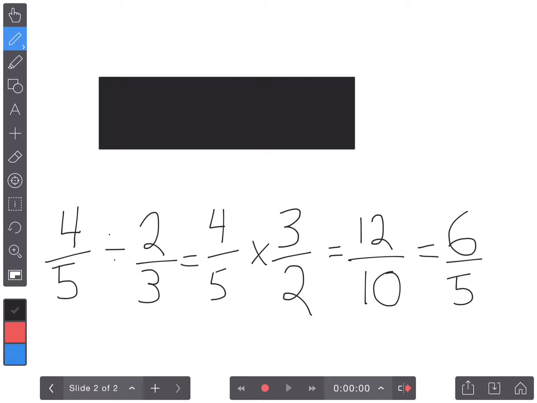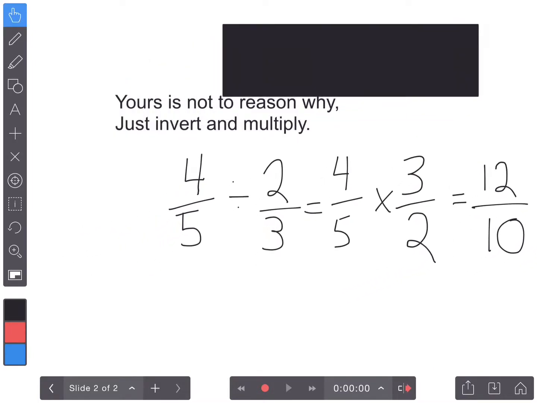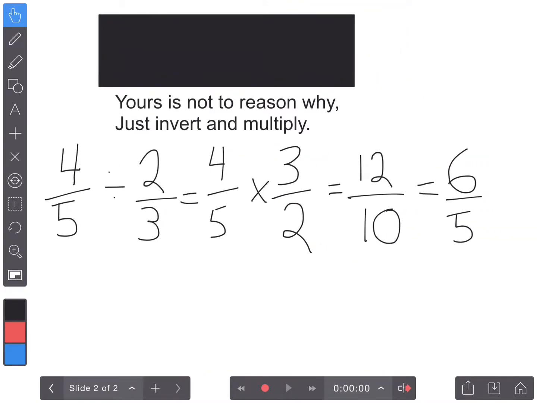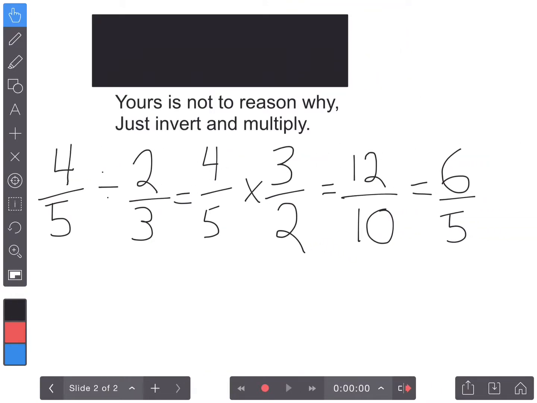And I suspect that that is true for many students these days, so many years after I was a student in elementary school. Part of the problem is this adage right here. And many of you have heard it: yours is not to reason why, just invert and multiply. And I think what a terrible thing to tell a student, that they should not ask questions why, just take this procedure and use it.